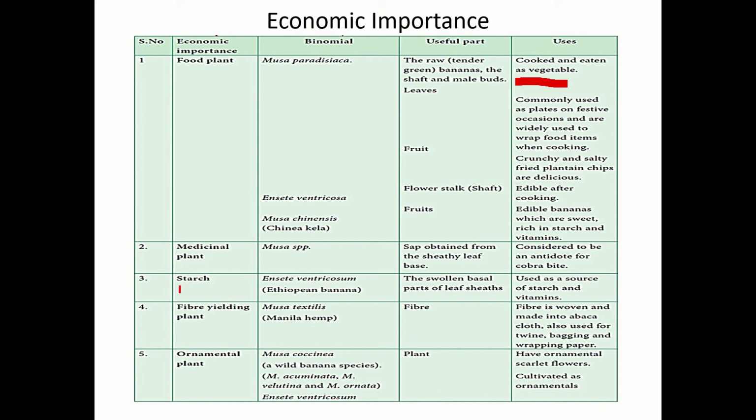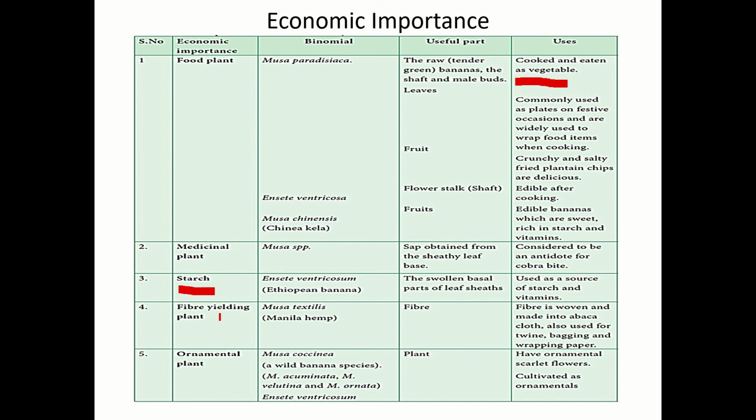The starch content in this fruit is pretty characteristic. It's an important characteristic feature of this plant. The swollen basal parts of the leaf sheaths are used as a source of starch and vitamin. Now coming to fiber. From the sheathing leaf bases of Musa textilis, a very important fiber is extracted. It is called Manila hemp or abaca.